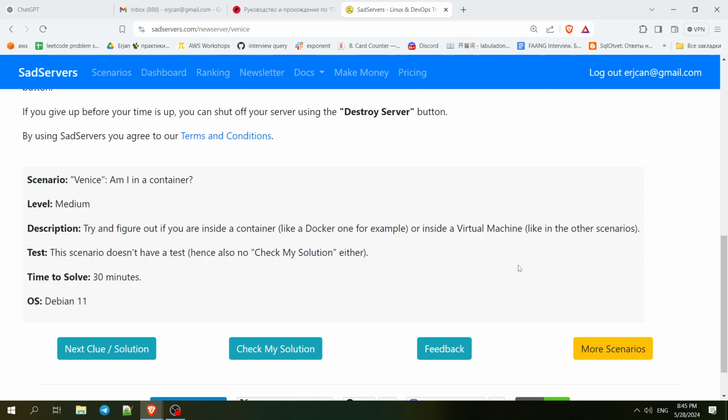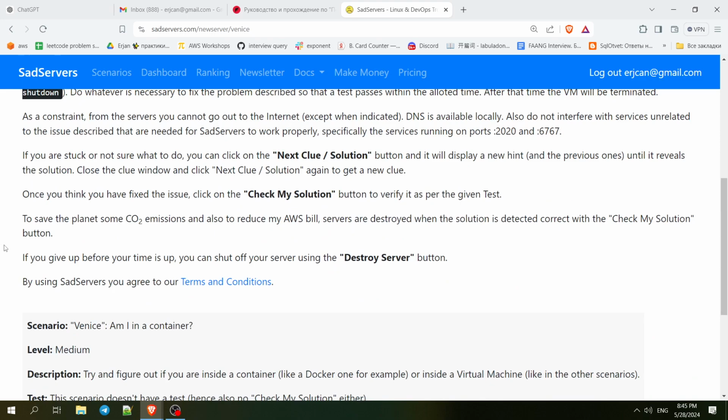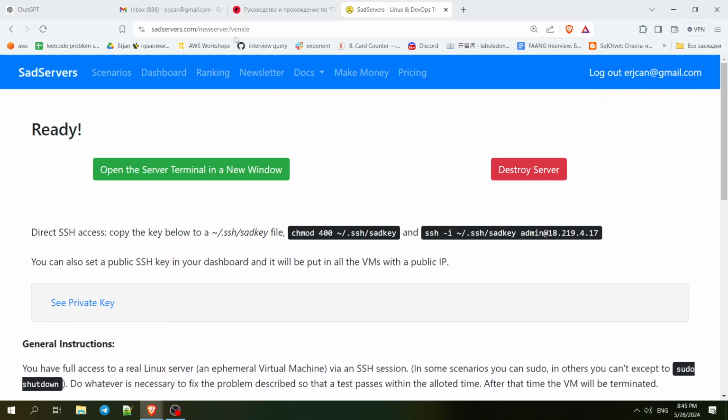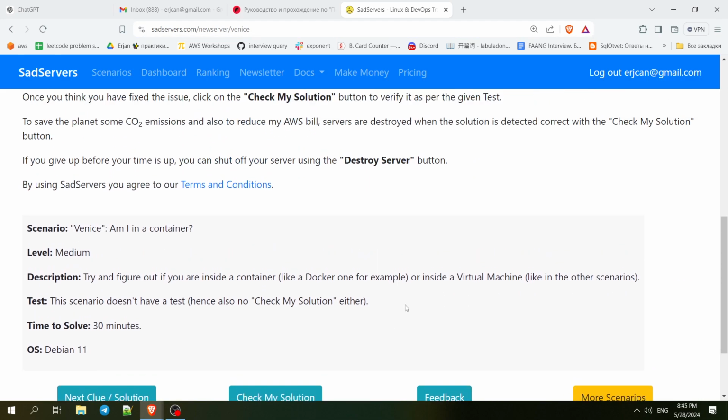Hey everyone, I am starting to do medium level scenarios. This time it's a do type of scenario where there is no automated check. Try and figure out if you're inside a container, like a Docker one for example, or inside a VM. This scenario is called Venice, and I really like it because it poses a question: can you actually find out if you are inside a Docker or inside a virtual machine?